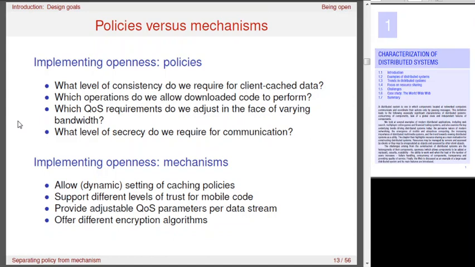Now there is mechanism, which means here we actually define the particular setting that we want. So we are allowing the setting of caching policy. What kind of caching policy do we want? It may be dynamic or something fixed. Here we are supporting different levels of trust for mobile code, and providing adjustable QoS parameters. We are just telling you these are the parameters which can also be adjusted. We can offer different kinds of encryption algorithms for secrecy, for the level of security we have defined in the policy.